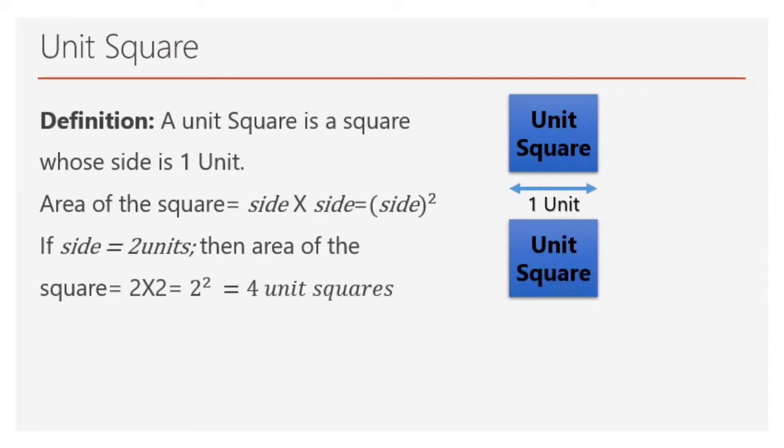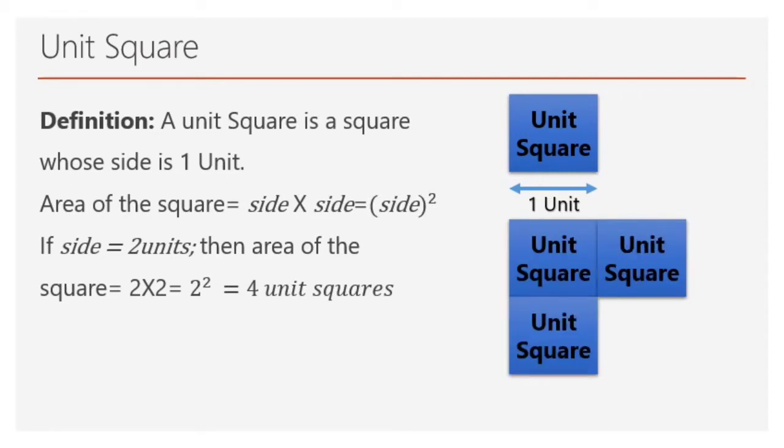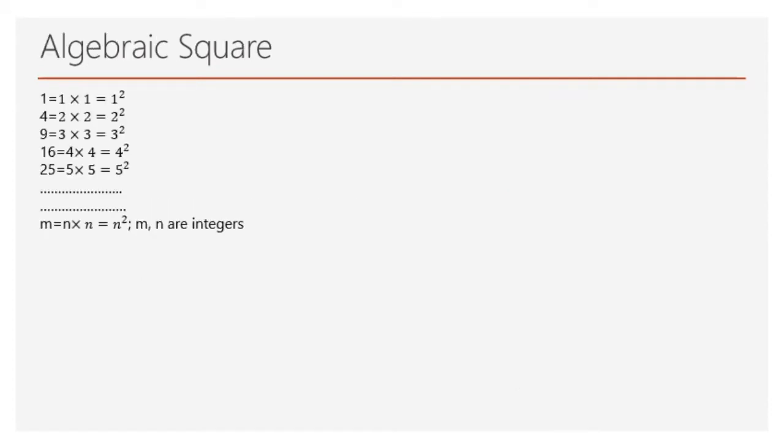If the length of the side is equal to 2 units, then the area of the square is equal to 2 into 2, which is equal to 2 square, which is equal to 4 square units. Understand? Observe the pattern of factors in each case. 1 is equal to 1 into 1, which is 1 square. 4 is equal to 2 into 2, which is 2 square. 9 is equal to 3 into 3, which is 3 square. 16 is equal to 4 into 4, which is 4 square. 25 is equal to 5 into 5, which is 5 square, and so on.